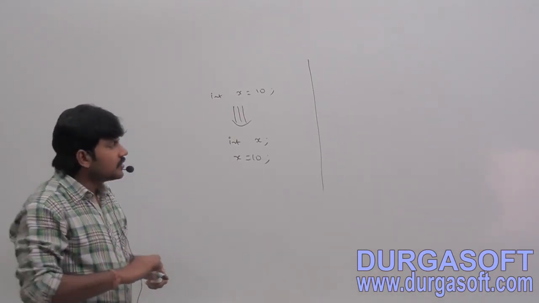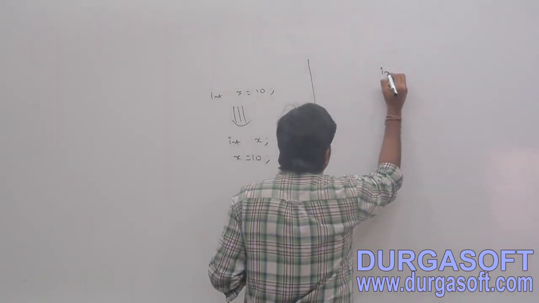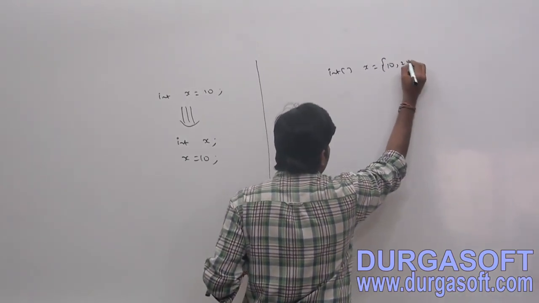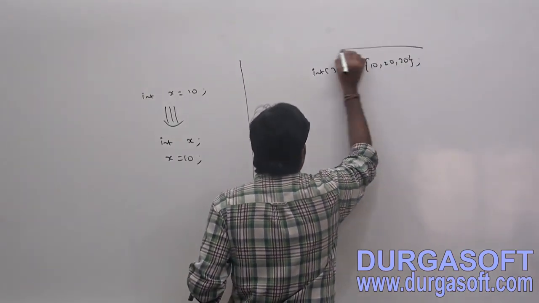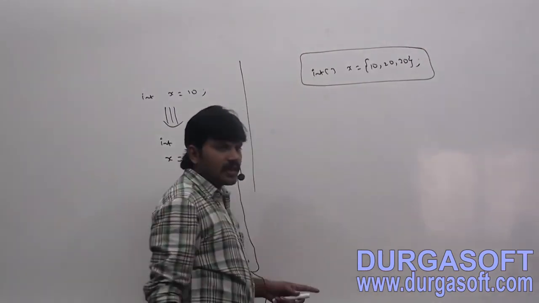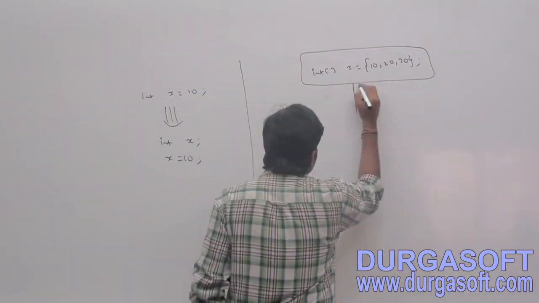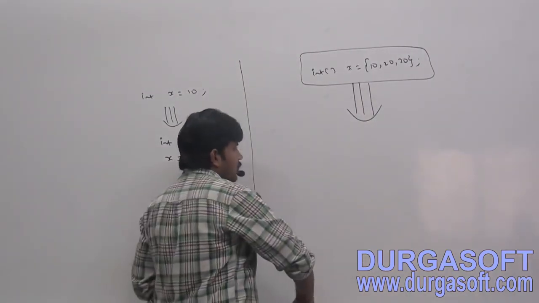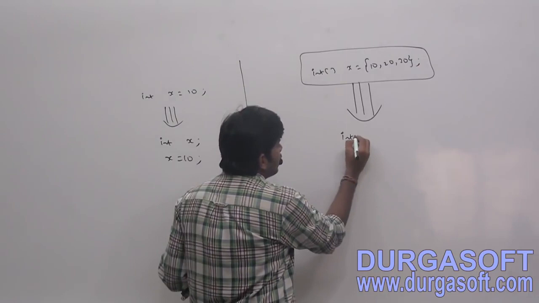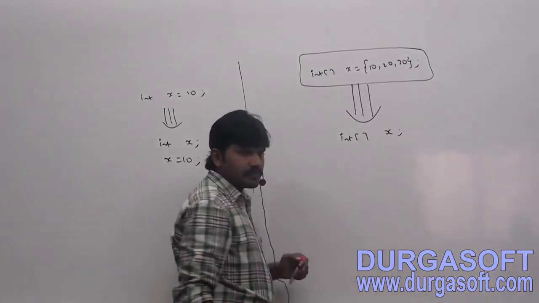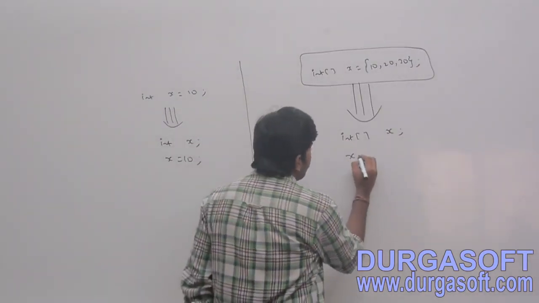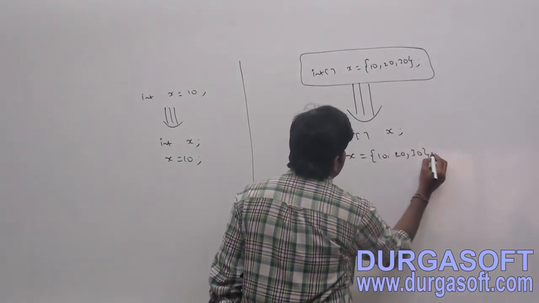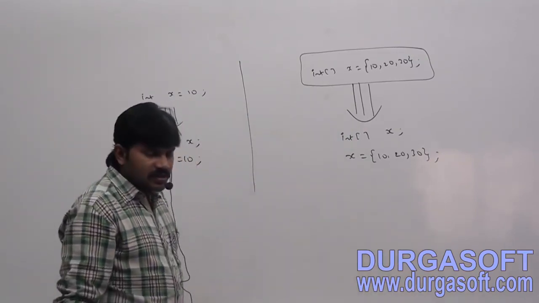Why don't you apply the same strategy for this also? Int array x is equal to 10, 20, 30. Sir, I want to divide into multiple lines. First line: int array x. Second line: x is equal to 10, 20, 30. Can you tell, is it valid or invalid?